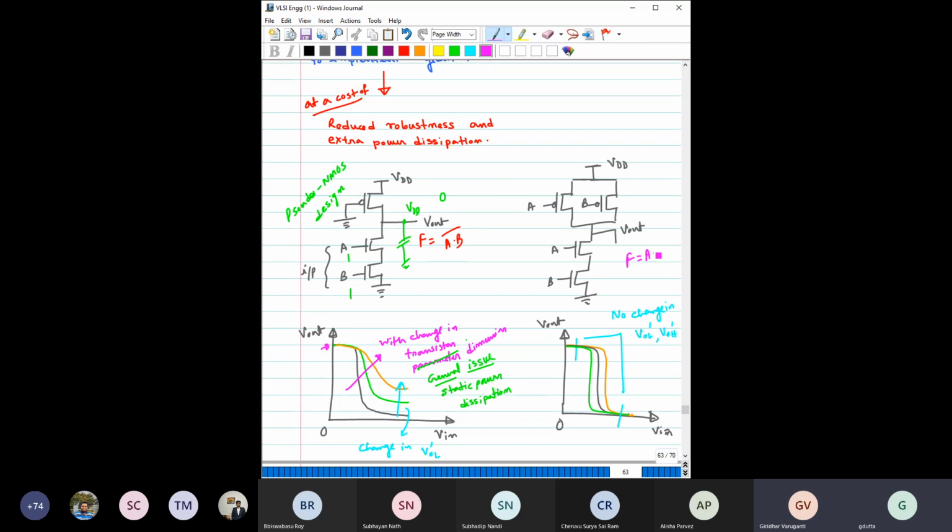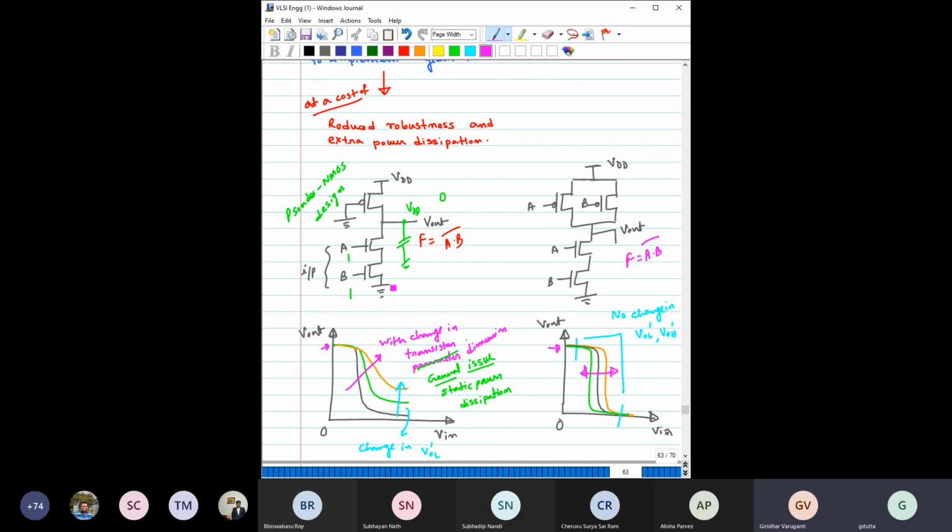But see, the same thing we are also getting here. Here also F is equal to AB bar, which we have just now done. But here if you change the transistor parameters, then what you will see is that the VTC will only shift sidewise. There will be no change on these levels, VOL and VOH. So this type of design, where the peak output voltages do not depend on the transistor sizing, is called ratioless logic. It means the output voltages are not dependent on the ratio of these transistors.